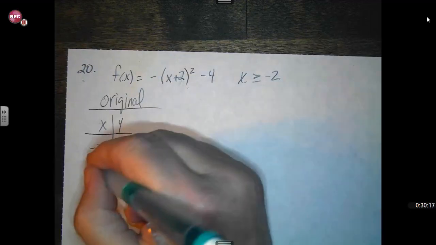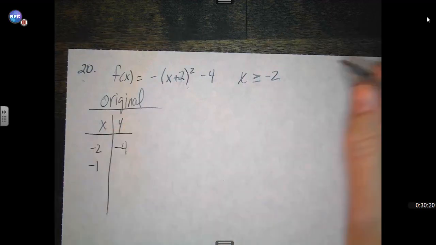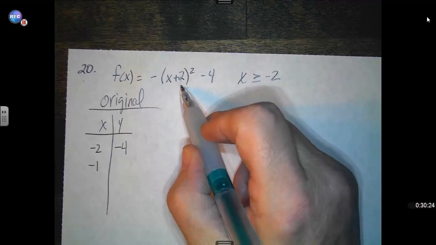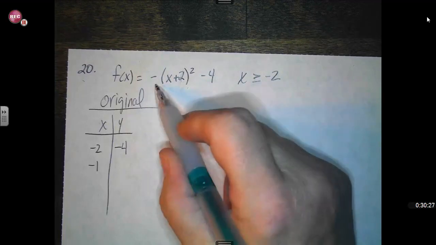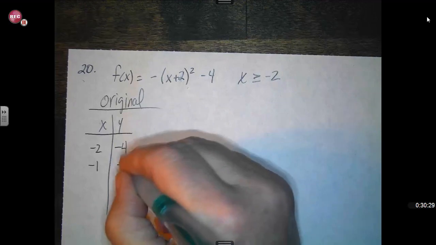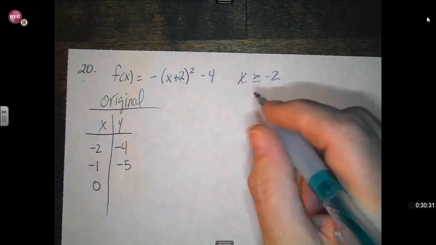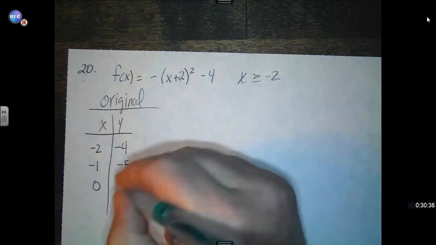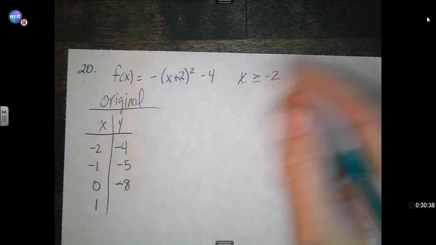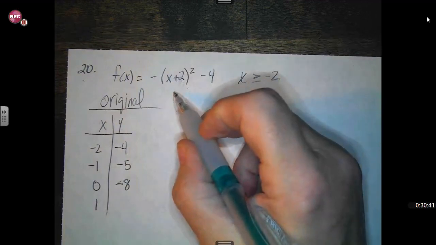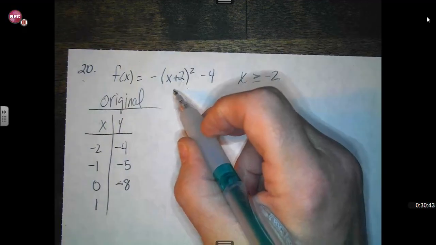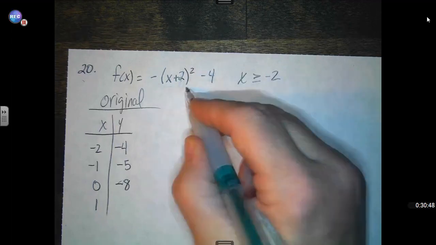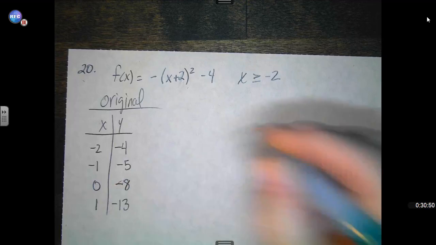And then I'm supposed to be getting bigger, so plug in -1, I get -1 plus 2 is 1, squared is 1, I get -1 minus 4 is -5. Plug in 0, I get -4 minus 4 is -8. Plug in 1, I get -9, because 1 plus 2 is 3, squared is 9, so -9 minus 4 is -13. I probably won't graph that one.